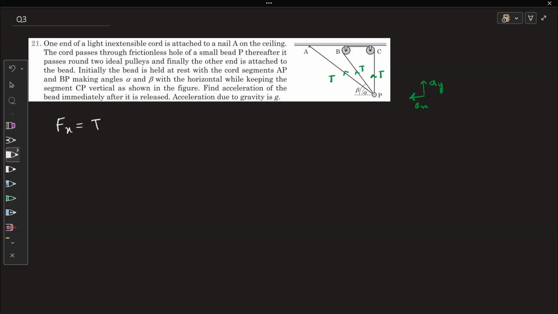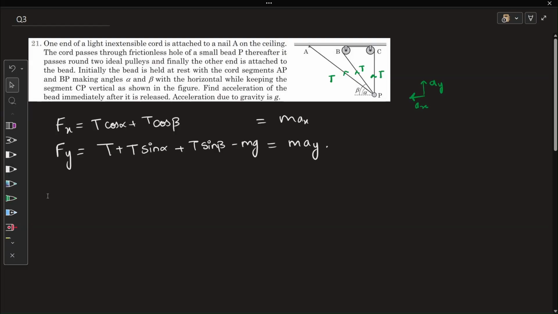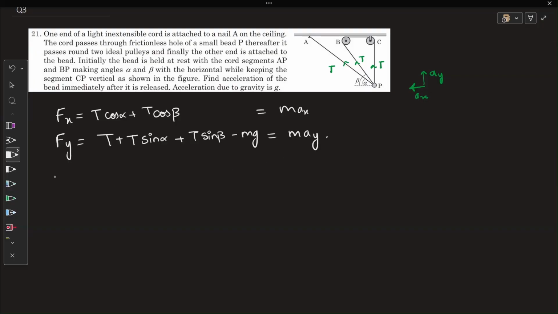So force in x direction is nothing but T cos alpha plus T cos beta. Force in y direction is nothing but T plus T sin alpha plus T sin beta minus mg. Now this is m into a in horizontal direction, and this is m into a in vertical direction. Now the next equation is summation T dot a is 0.